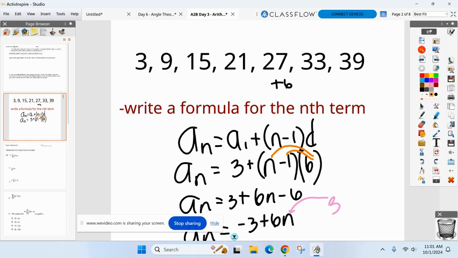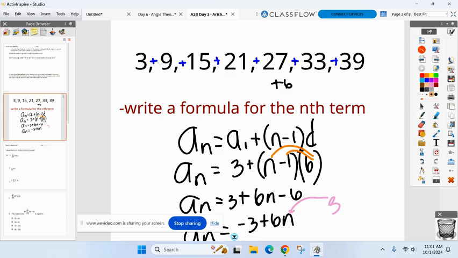All good? All right, so that's just a little review of what we've been doing. Today, here's what we're doing today. We're going to take these terms in the arithmetic sequence and add them up. Okay, we're going to add them up.